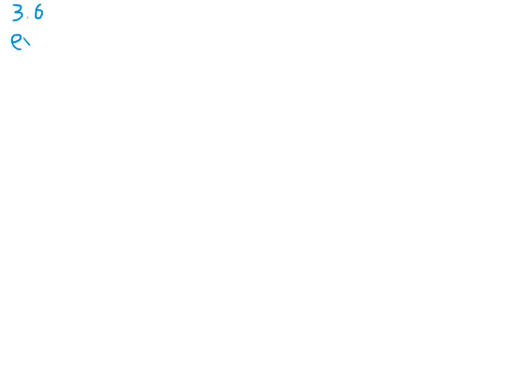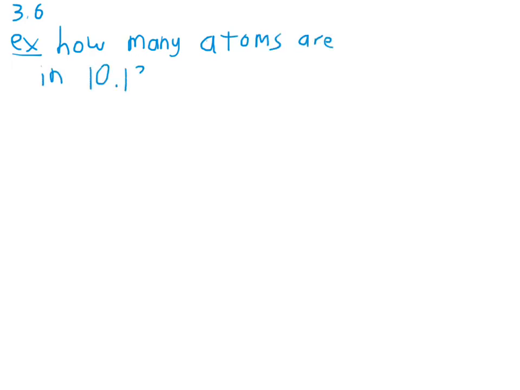Today we're going to learn to convert between grams, moles, and atoms. For example, how many atoms are in 10.13 grams of copper? So it gives you grams, asks for atoms. In these problems you always start with the number and unit and chemical given to you in the problem. So we're going to start with the 10.13 grams of copper.